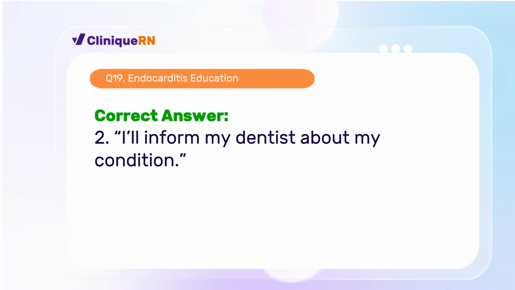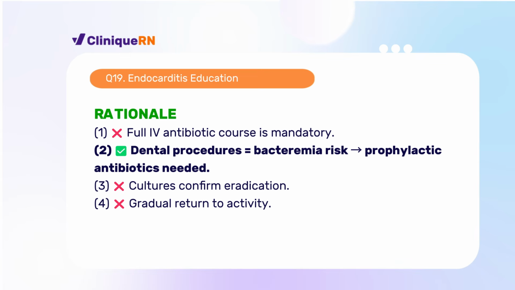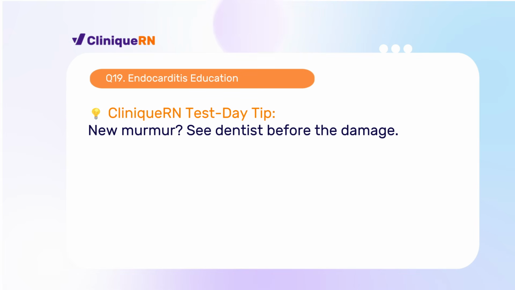The correct answer is 2. I'll inform my dentist about my condition. Rationale. 1. Full IV antibiotic course is mandatory. 2. Dental procedures can cause bacteremia, which poses a risk for patients with certain heart conditions. Therefore, prophylactic antibiotics are required before the procedure. 3. Cultures confirm eradication. 4. Gradual return to activity. CliniqueRN tip. New murmur? See dentist before the damage.